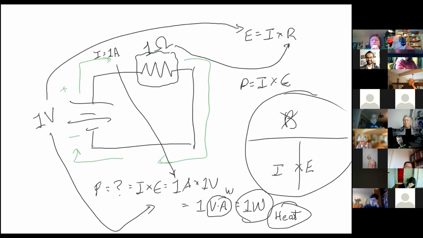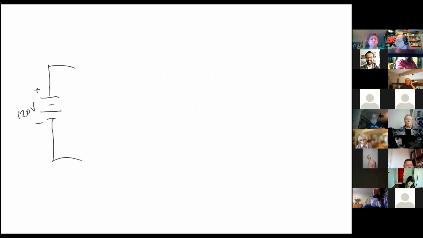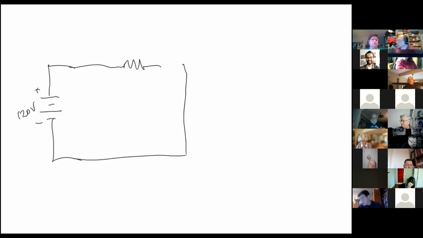Okay, so now we're going to take the next logical step of this. We're going to have a 120 volt battery because we can do that. Let's just finish off our circuit. We're going to take a resistor that is, let's say 5 ohms. Now, you know what? Let's make it 10. I like 10.